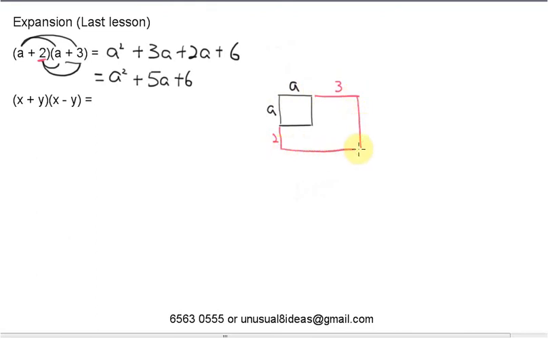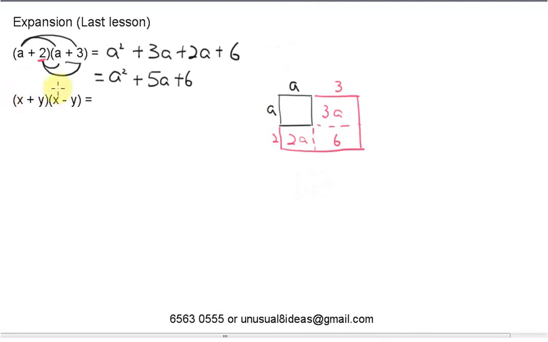I want you to look very carefully. Some students think that it's a simple procedure whereby a times a is a squared, 2 times 3 is 6, that's it. That's simply not true. As you can see, the area over here is 3 times a, which is 3a. Over here is 2a. And over here is 6. Alright, so that's why we have our 5a, or 3a plus 2a, and 6. Alright, I hope you understand.